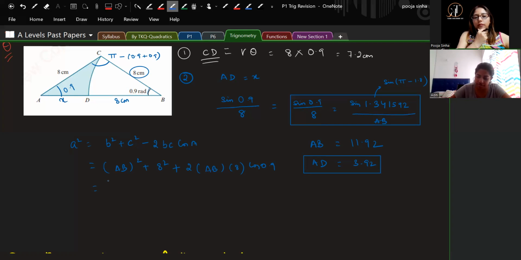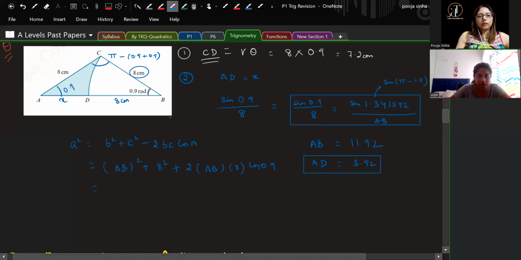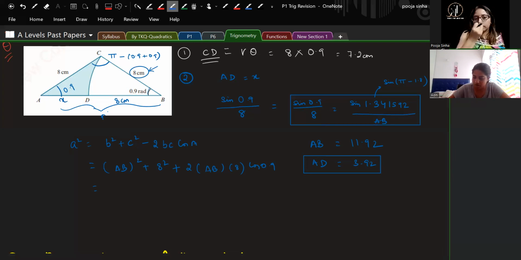0.9. And I think we're taking AC as the main one, right? No, I've taken BC, which was given in the question. So I've taken this side and this side, and the angle between them, whatever is given to us. So 8 square, AB square plus 64.